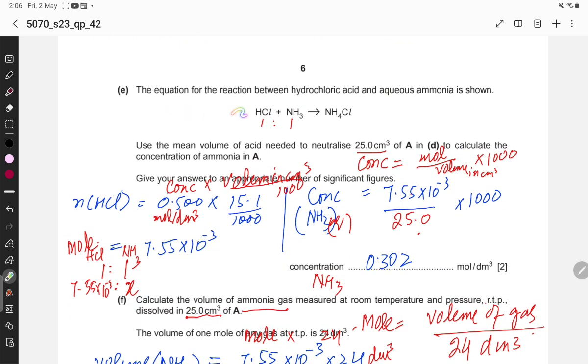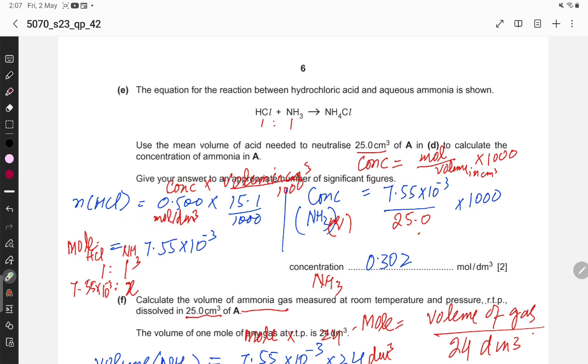Now E part. The equation for the reaction between hydrochloric acid and aqueous ammonia is shown. Use the mean volume of acid needed to neutralize 25 centimeter cube of A in D to calculate the concentration of ammonia in A. Give your answers to an appropriate number of significant figures.